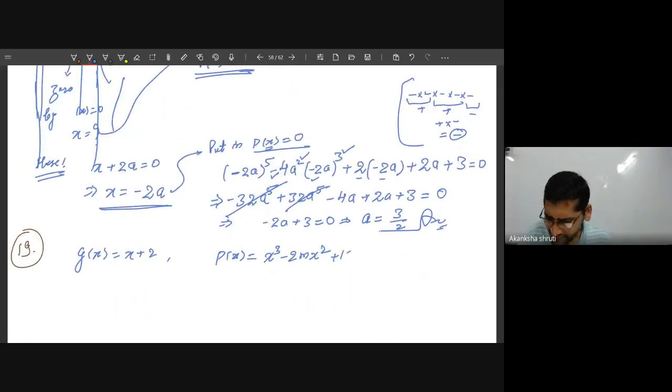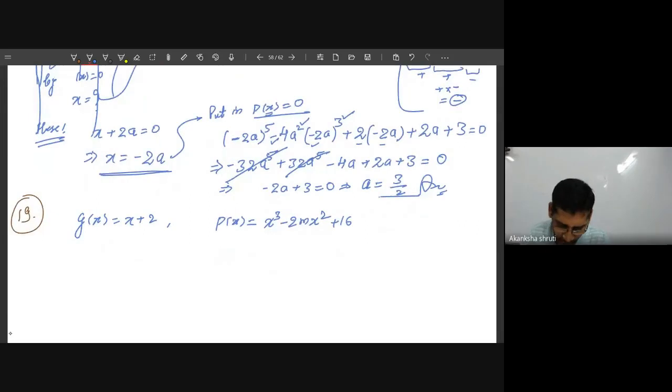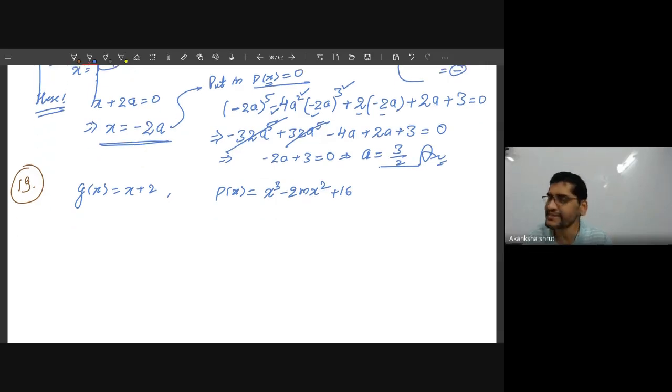Students, for these to be divisible means the remainder becomes 0. It simply means that, okay? Divisible means g(x) is a factor of p(x). So when this g(x) is equated to 0, x plus 2 equals 0, so x equals minus 2.